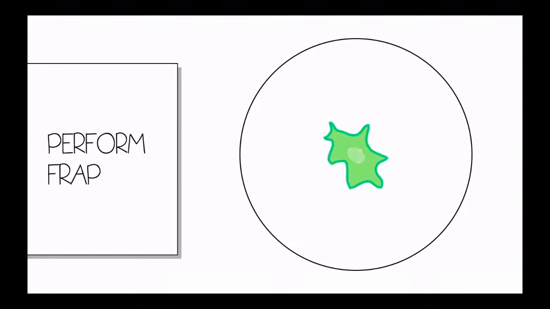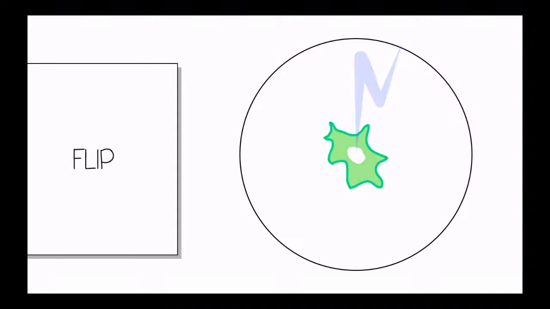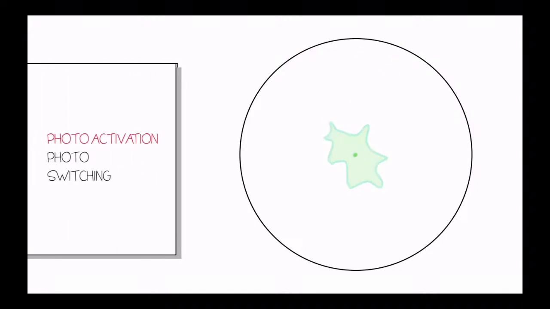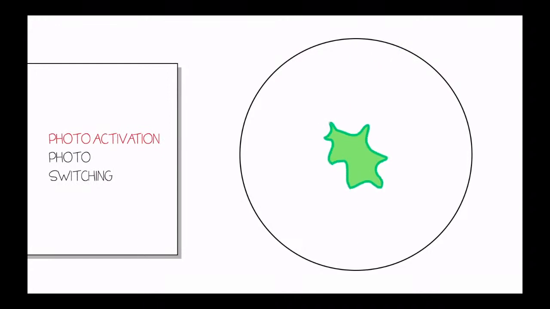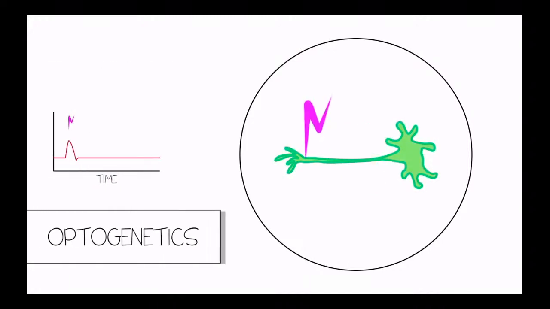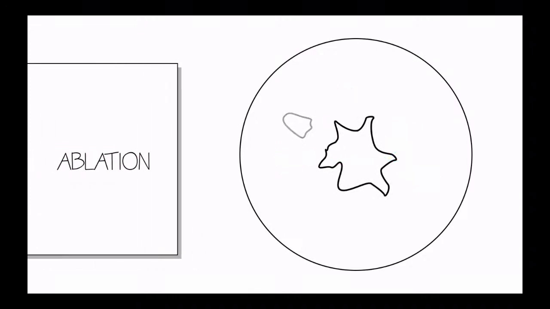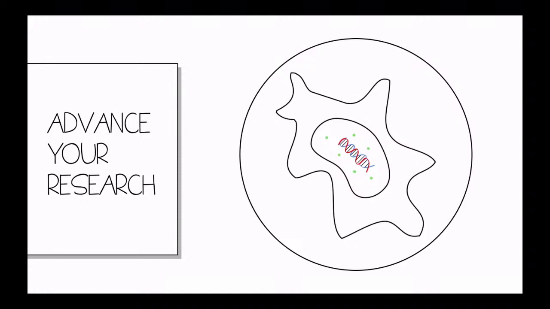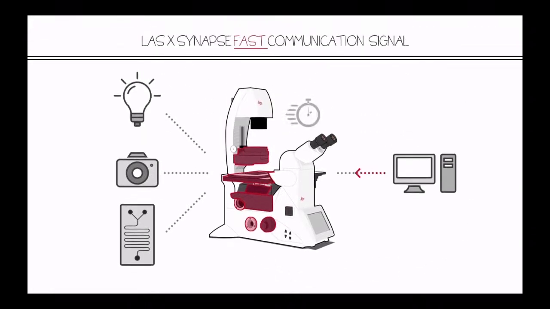Perform FRAP, FLIP, photo activation as well as photo switching, optogenetics, and ablation. You can also advance your research by combining several photomanipulation modes in one experiment. For example, apply photo damage to the nucleus to induce DNA damage. Then use photo switching to identify and track when repair proteins are released from the DNA.